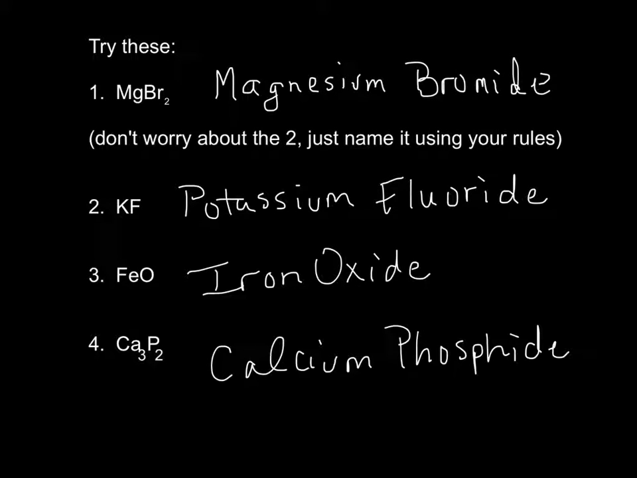Okay, so we're back, and here are the 4 answers. MgBr2 is magnesium bromide, KF is potassium fluoride, FeO is iron oxide, and calcium phosphide for Ca3P2. Okay, so that's naming of binary ionic compounds.